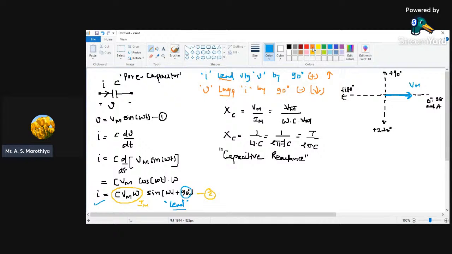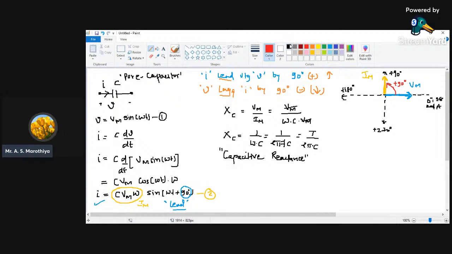So this is going to be the current. On this axis we are supposed to have a current. So this indicates the current phasor, that is nothing but Im, which is going to lead the voltage by an angle of plus 90 degree. This is very important.